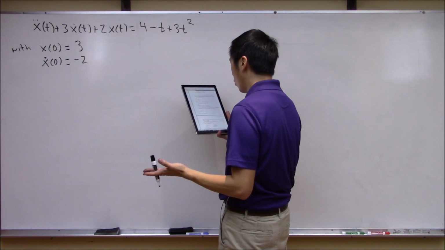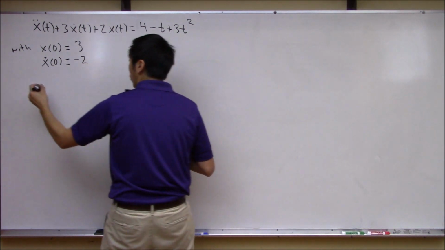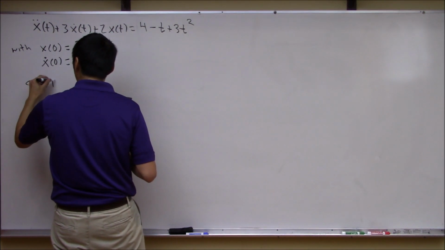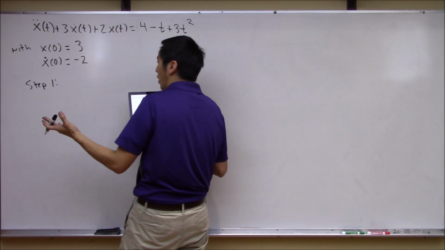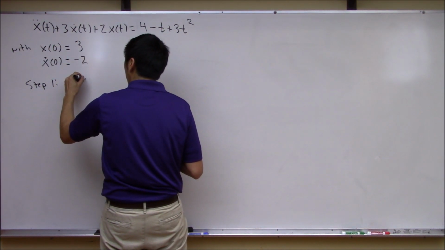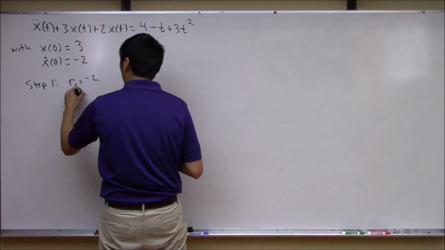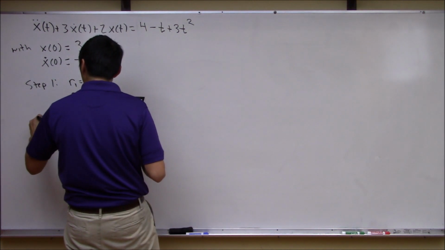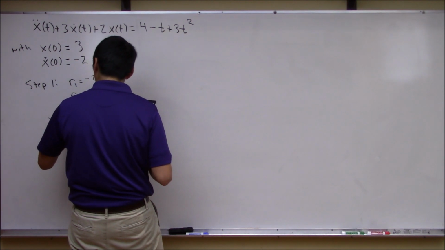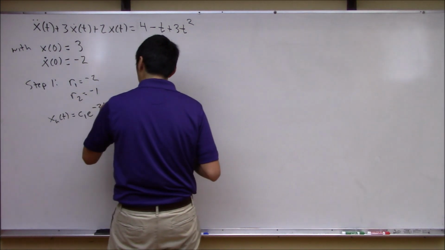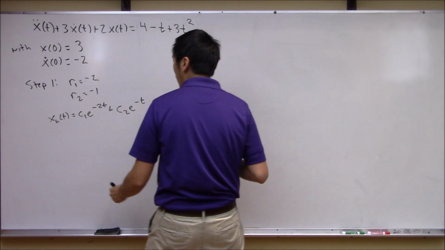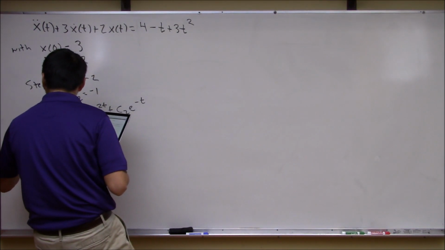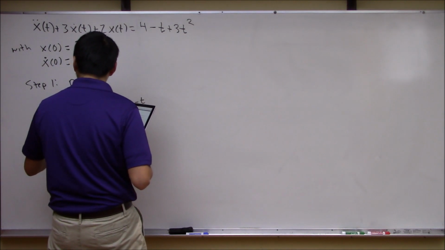Okay, so let's go ahead and do this. So again, step one is basically the same as before because we didn't change the homogeneous portion of this, right? So the roots of this thing are still at -2 and -1. So we still have a homogeneous solution of c1 e to the -2t plus c2 e to the -t. That didn't change, okay?